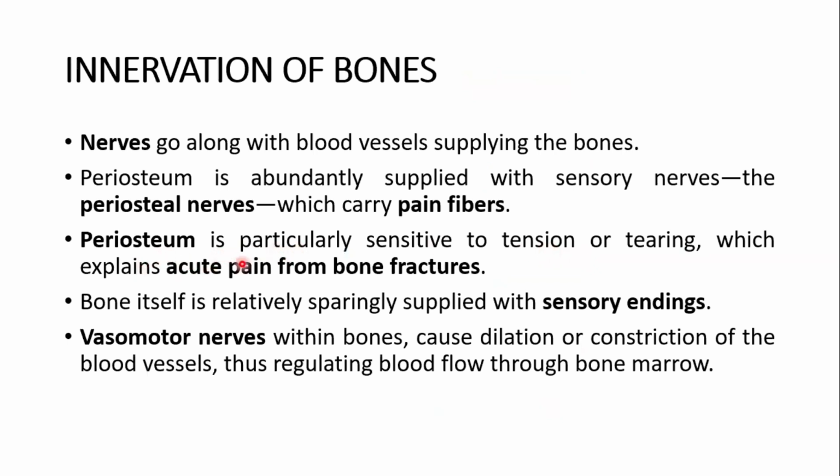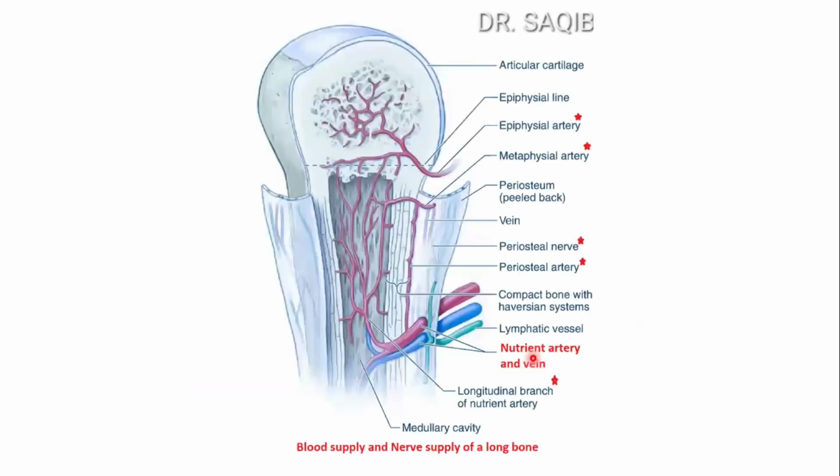So the periosteum is particularly sensitive to tension or tearing, which explains acute pain from bone fractures. Bone itself is relatively sparingly supplied with sensory endings, right? So vasomotor nerves within bones cause dilatation or constriction of the blood vessels, thus regulating blood flow through bone marrow. So now this was all about the long bone.